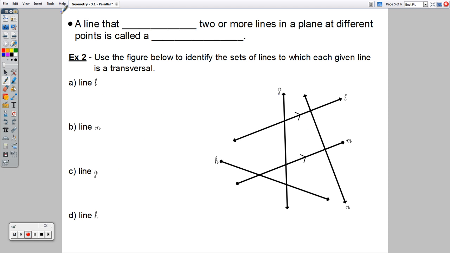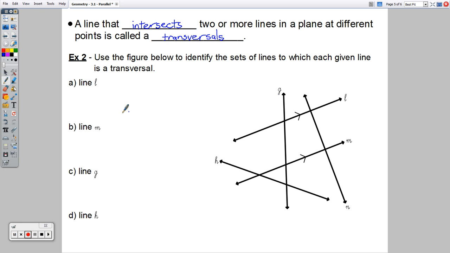A line that intersects two or more lines in a plane at different points is called a, here's the other big word that we have in this lesson other than parallel lines, transversal. So a transversal is just a line that intersects two or more lines in a plane at different points. For instance, in this picture, line G would be a transversal with respect to lines L, M, H, and even N if you were to extend that up.